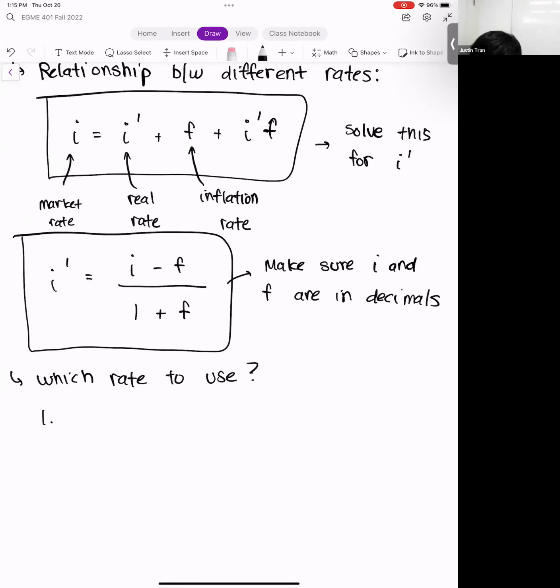Generally speaking, if you're going to a bank and they're giving you an interest rate on a savings account or a loan, those always come with some interest rate attached to them. Either it's an interest rate that you're going to gain from a savings account, or it's an interest rate they're going to charge you on a loan. This is almost always going to be the market rate.